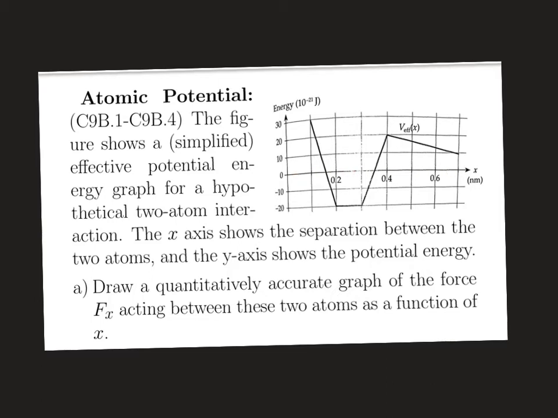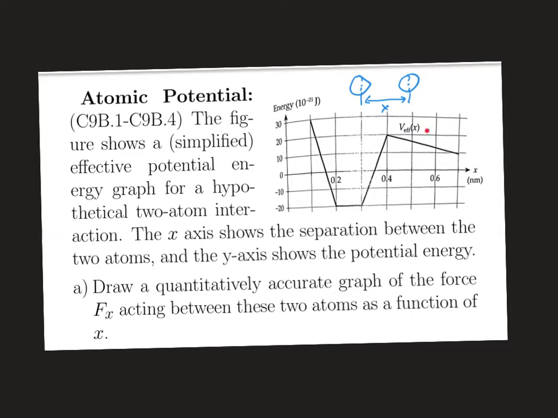So these are like two molecules separated by some distance x. Let me try to get a nice little picture of that. So that's kind of what we're talking about. Two molecules separated by a distance x, which is given in nanometers. And you can see the tick marks are 0.1 nanometers each. So the energy goes from like 30 down to minus 20, back to 20, and then down out here.